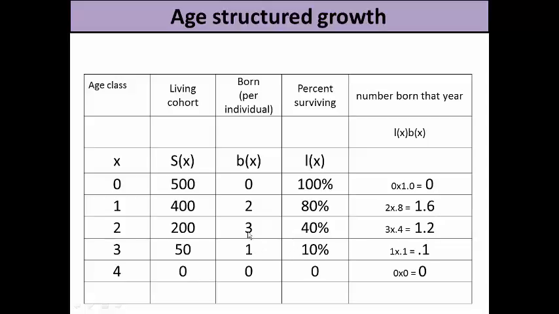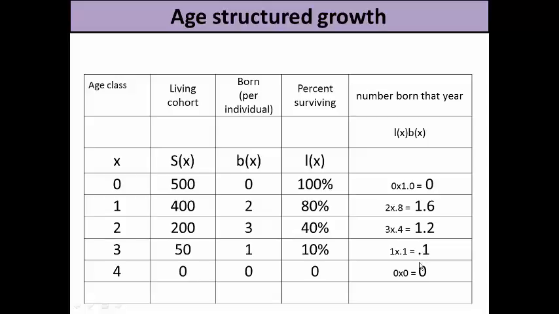Again, if we do it here, we have 3 individuals times 40%. Only 40%, or less than half, are alive. So instead of 3 now, what they're actually contributing is just 1.2 individuals per female. And that's because most of the females are dead. And in this age class, only 1, but there's only 10%. This one's not contributing very much to the population at all.